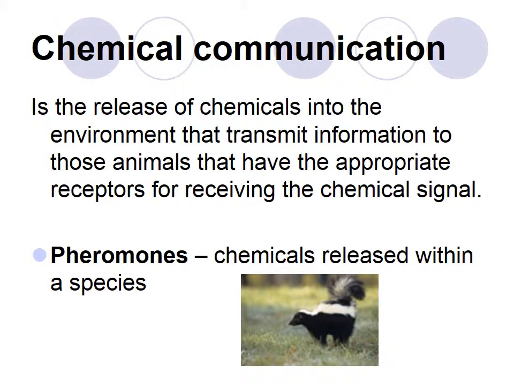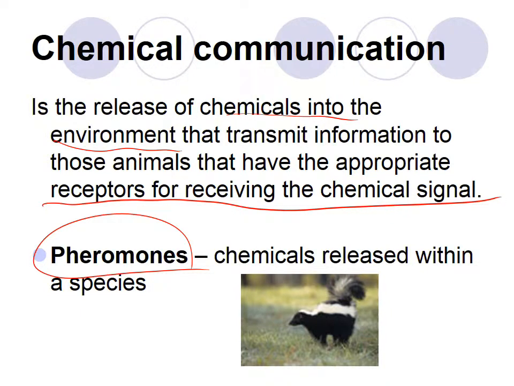So we've got chemical communication, and here we're looking at pheromones, and these are released within a species, generally to attract their mates of the same species. And these chemicals are released into the environment, and they transmit information to these other animals that have the receptors for receiving that chemical signal. If they don't have the receptor, they're not going to be able to detect that pheromone. So it is important that it is the same species, because they are able to detect that species' pheromone.